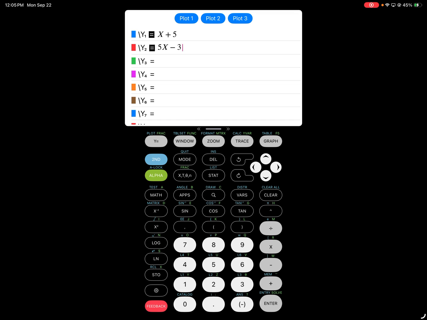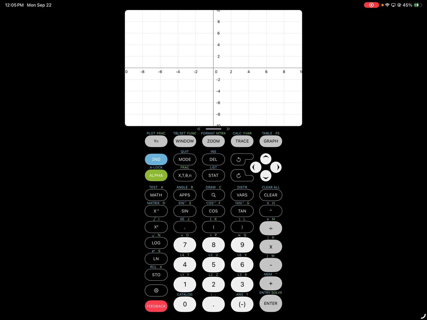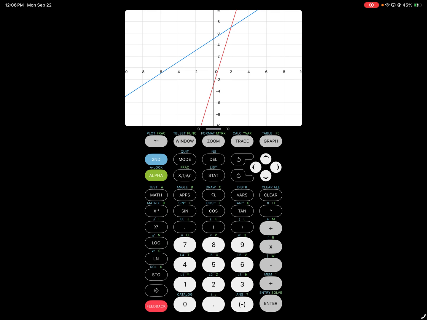Now to get it to a regular window where it goes from negative 10 to positive 10 on y and x, hit zoom, top middle, and then we go to standard up there, which is number 6. So zoom 6 will get you to a regular window, and it'll graph your 2 lines. Okay? Super handy, right? So you put in x plus 5, 5x minus 3. You can just hit graph, right? Zoom 6 just gets you to that regular window.